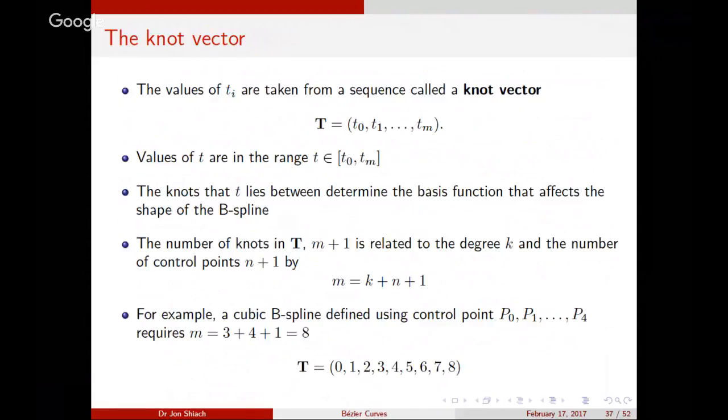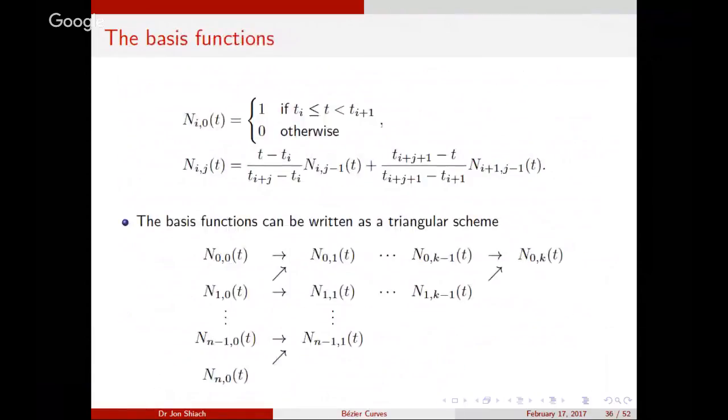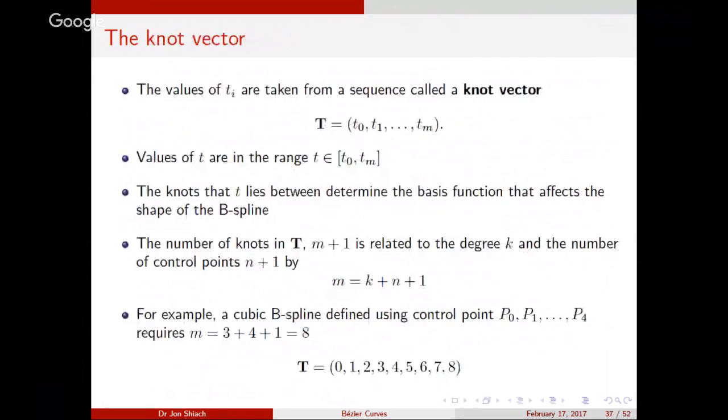Now, the knots that t lies between determine the basis functions. If I'm just moving back a slide, for example, when our value of t is greater than that knot, but less than the next knot, that will determine whether we turn this basis off or on. Think of this as turning it off or on, any of these.